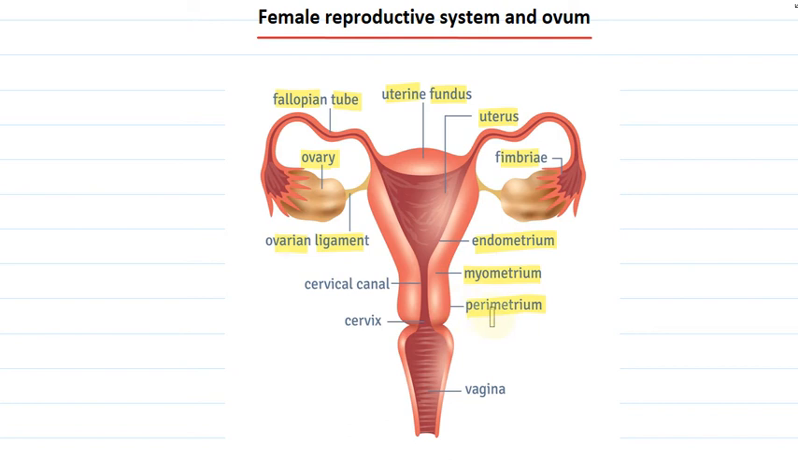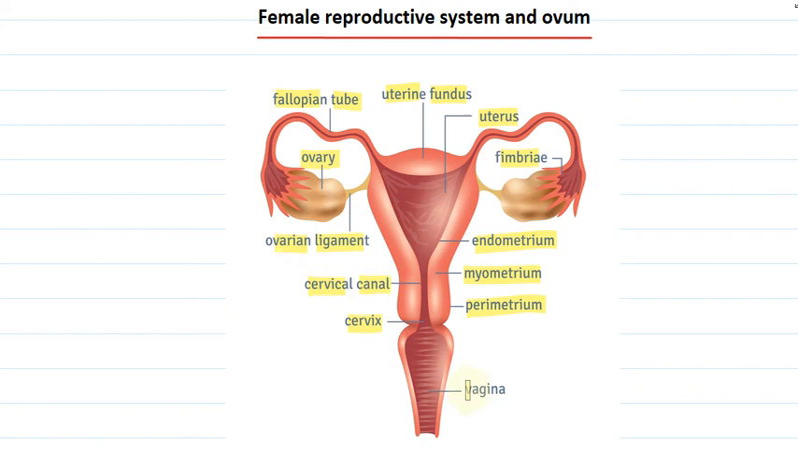Then let's talk about the cervix. It is the lower part of the uterus, and it connects the uterus to the vagina. The cavity of the cervix is called the cervical canal.